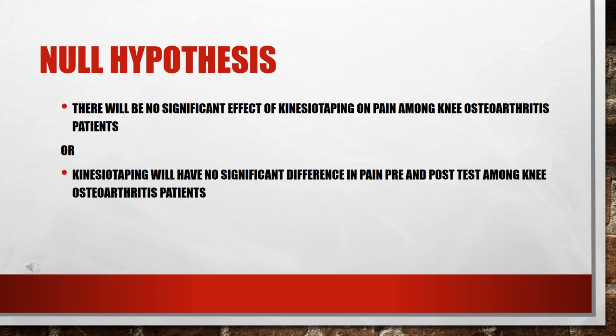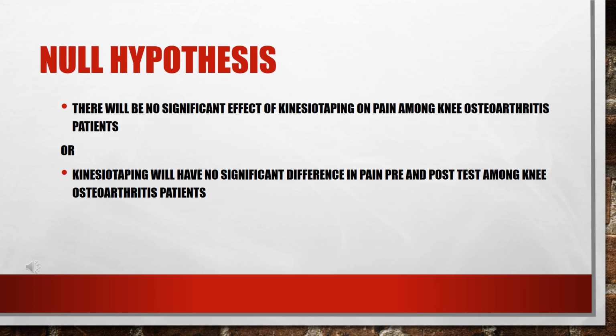As I mentioned before, when we need to frame a null hypothesis, we need to focus on the fact that there will be no difference or no effect or no association between the data sets. So here, since this is a single group pre-test post-test design, when we frame the null hypothesis, there should not be any difference in the data we have obtained at the pre-test or baseline values or what we have observed for the post-test values. So when we frame the null hypothesis for this particular study, it will be like this: there will be no significant effect of kinesiotaping on pain among knee osteoarthritis patients.